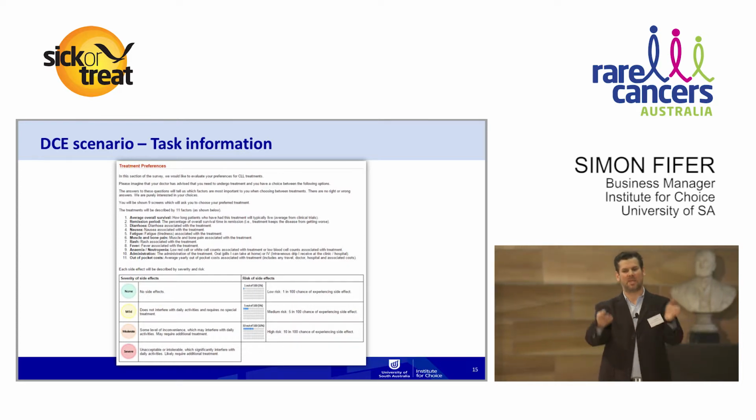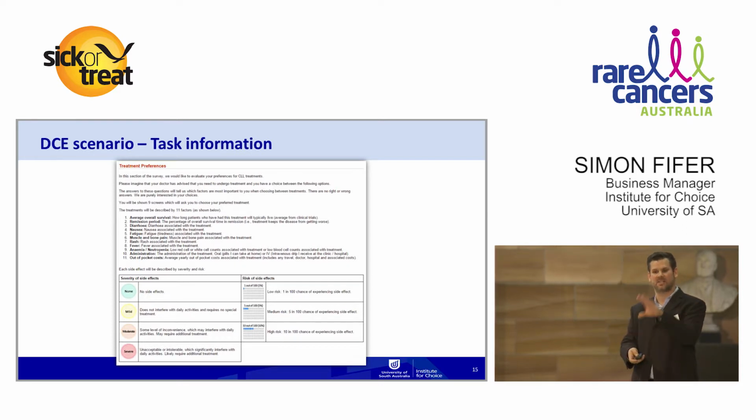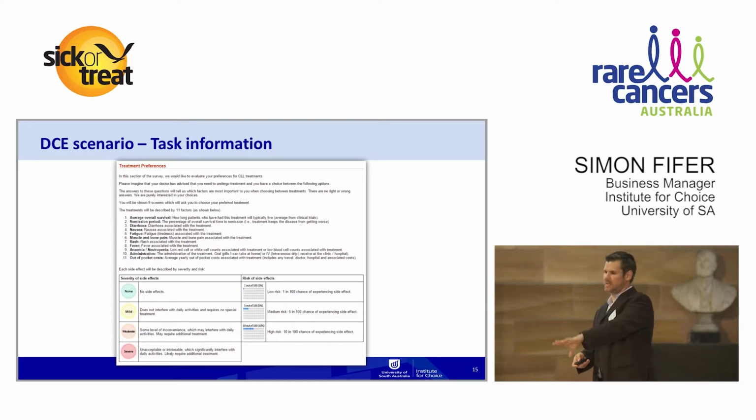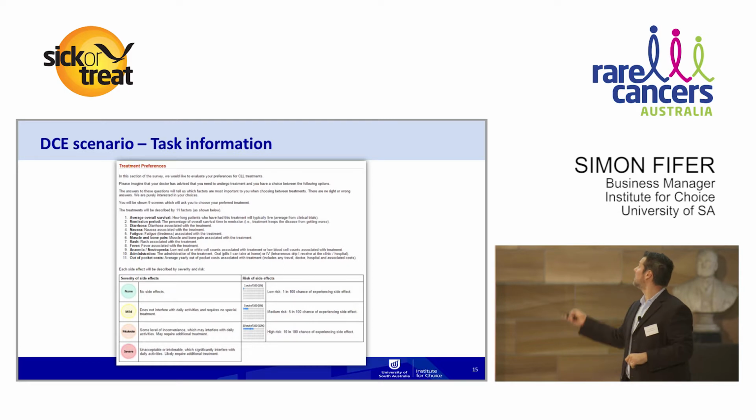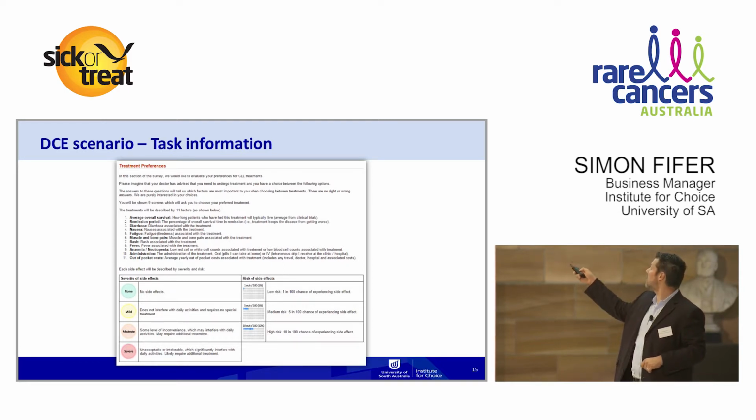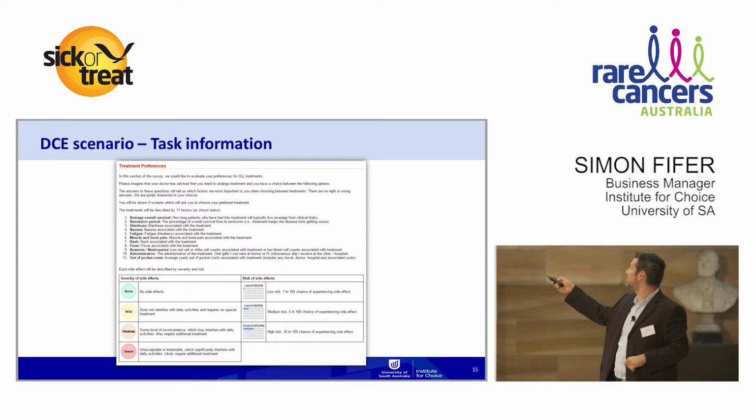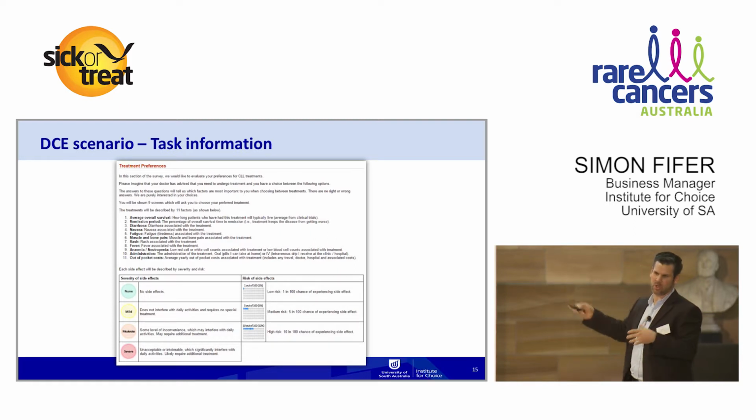So as I said, we present people with choices and look at how they choose, and that determines what they value. This is the clinical side of the study, so this is treatment A, treatment B type approach. So you have all of the different attributes that are presented here. You have survival in terms of average survival in years. You have remission period. You have all the side effects, diarrhea, nausea, fatigue, muscle and bone pain, rash, fever, presented by the severity and the risk. You have administration, and you have out-of-pocket costs.